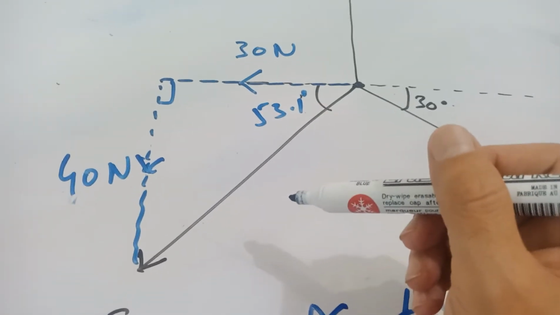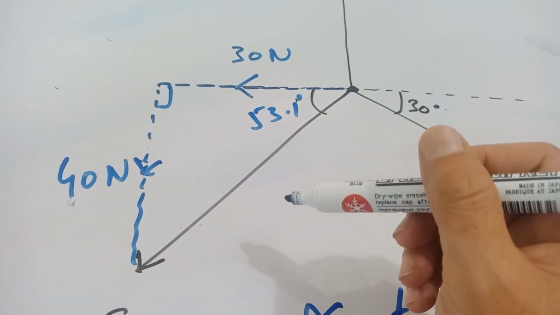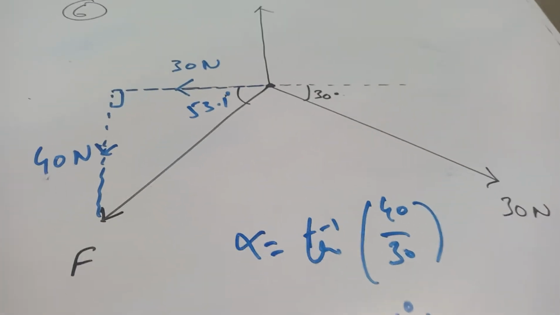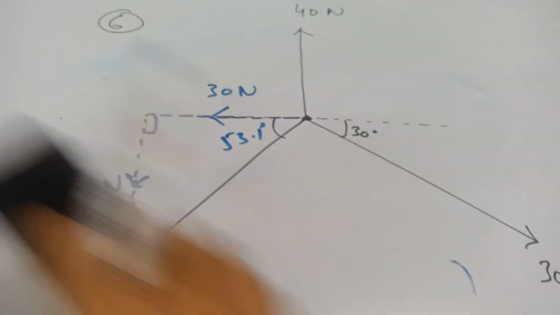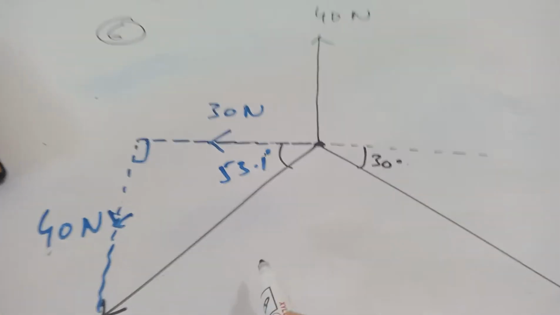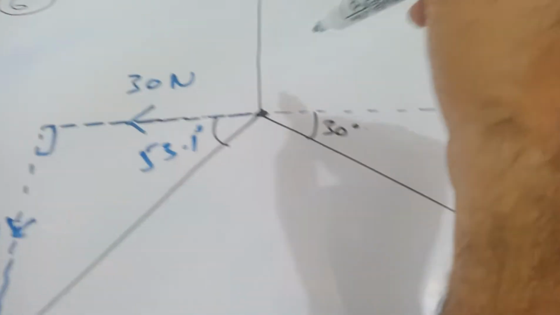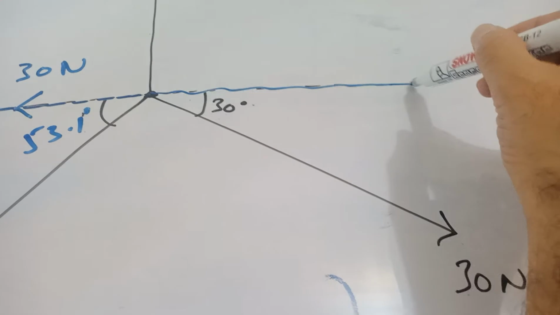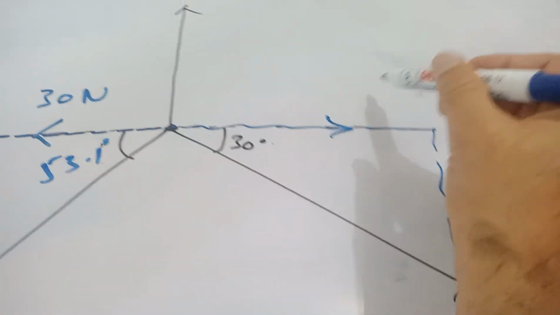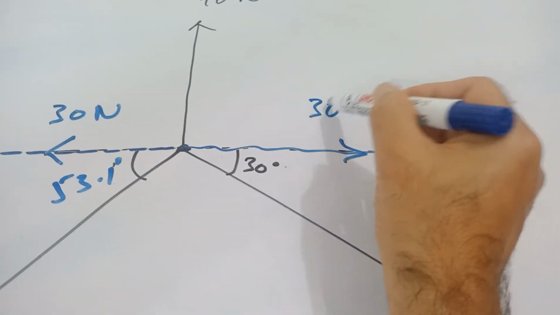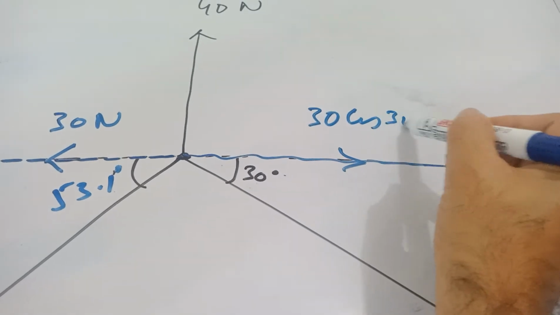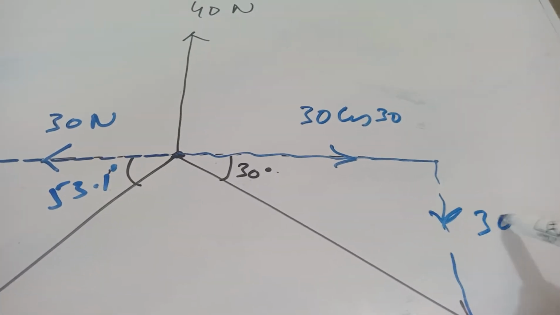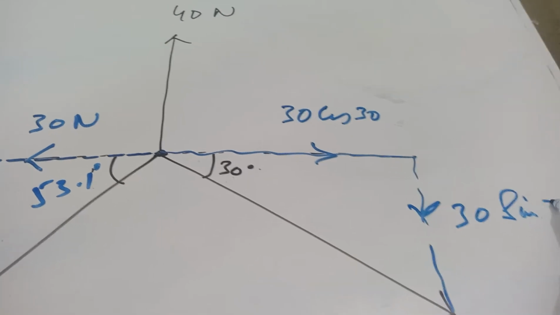Okay. Now the next part, it says find the magnitude and direction of the resultant of the three forces. Now we have to find the resultant of these three forces. So we don't need to resolve this F now. This is already resolved. This is a vertical force of 40 newtons, and this one I would rather like to resolve. This is going to be 30 cos 30 and this one is 30 sin 30.